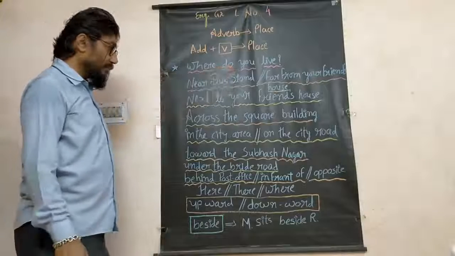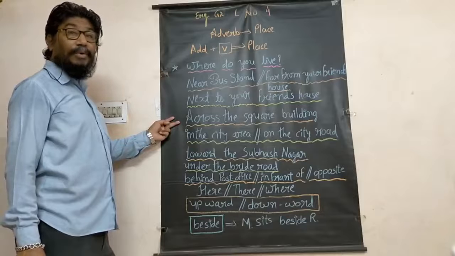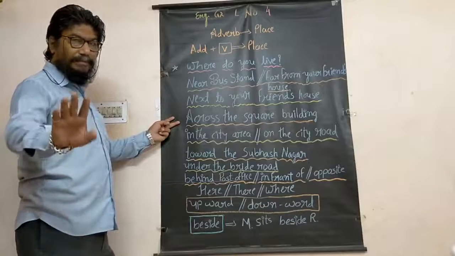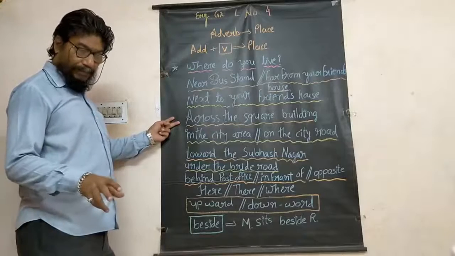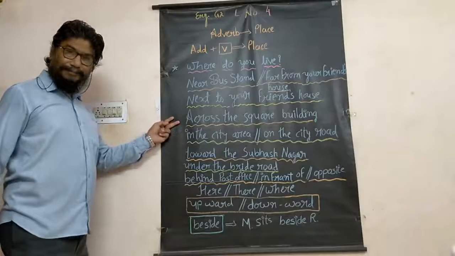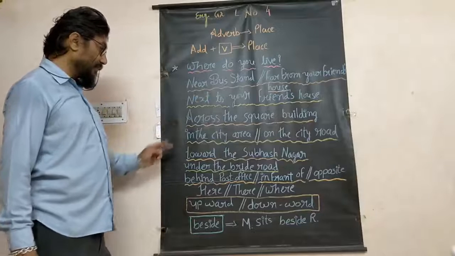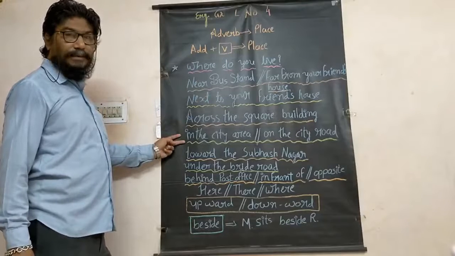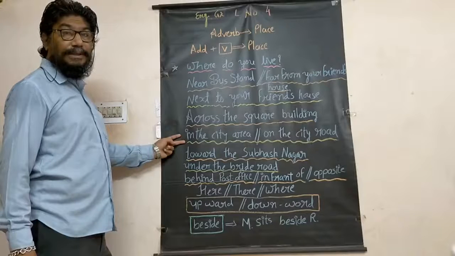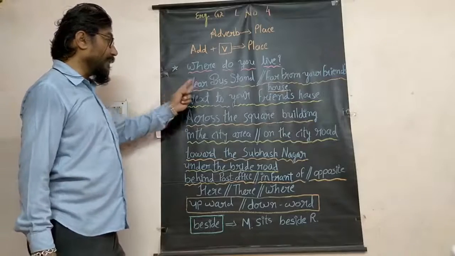Where do you live? Across the square building. Across. Everywhere I will be here with the preposition. With preposition, place will be connected. Next to that, where do you live? In the city area. In the city area. In, across, in, next, near, far.